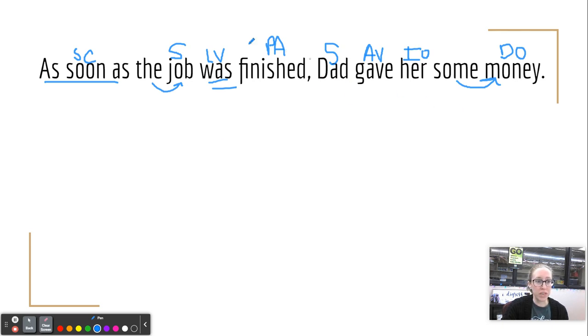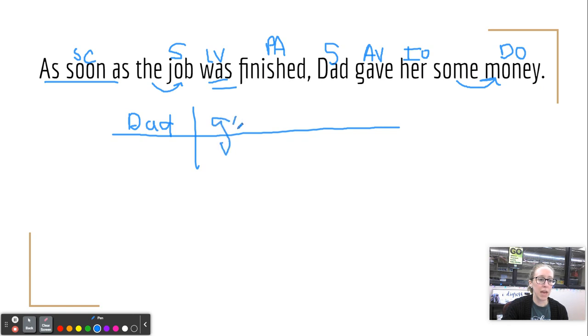Now, whenever you have a subordinate clause in a sentence, you always want to diagram the independent clause on top. So we're going to put our independent clause up here. We're going to have the subject, dad, separated from the verb gave. And then we've got our direct object, money. I'm just going to put the money sign. And then our indirect object, remember, always goes underneath our verb. So we're going to have her here, and then we'll put some here. I'm just going to put a little S.